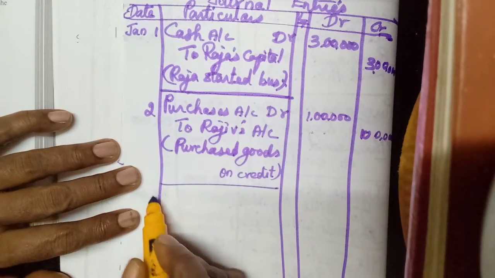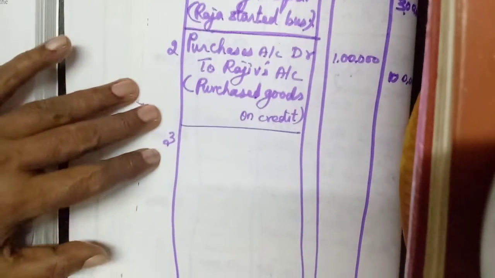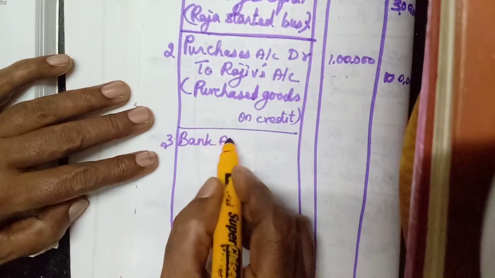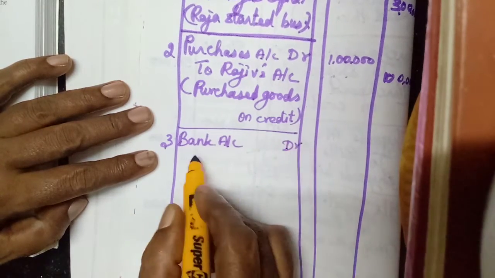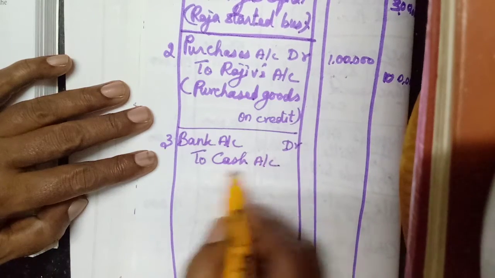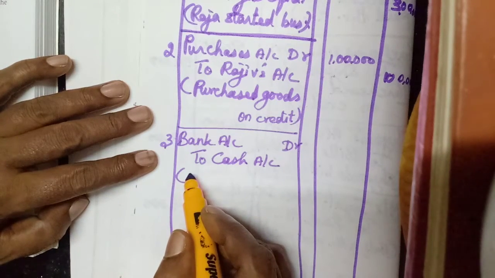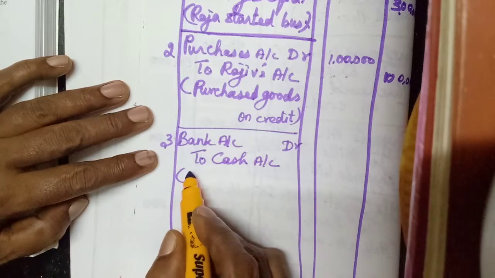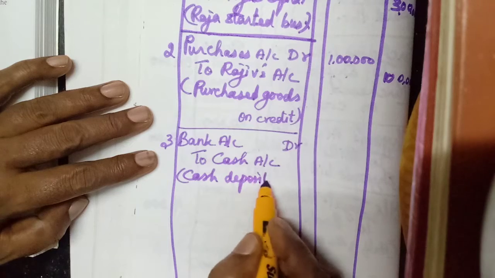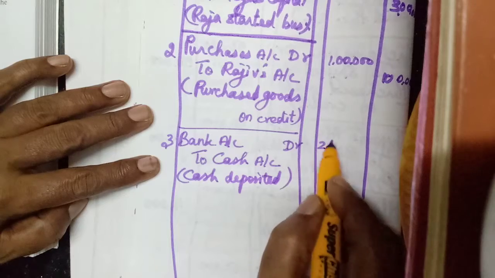Then the third one, 3. Cash deposited with the bank. You know, bank is receiving the amount, so we should debit it. Bank account debtor. What is going outside? Cash. So cash should be credited. Credit what goes out, for the real account. Then cash deposited, 2 lakh.